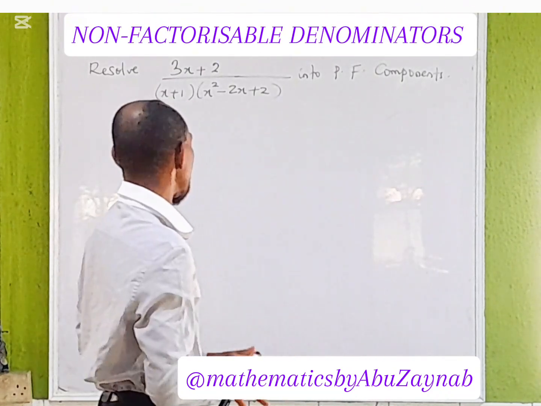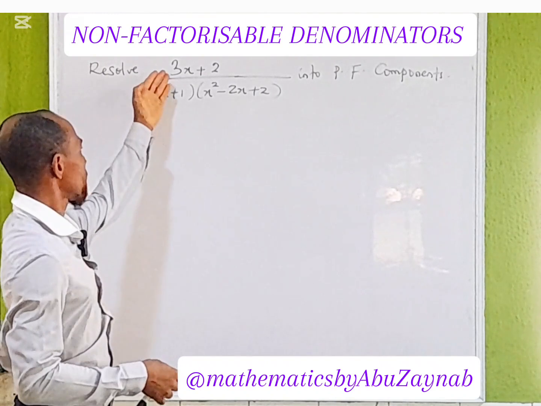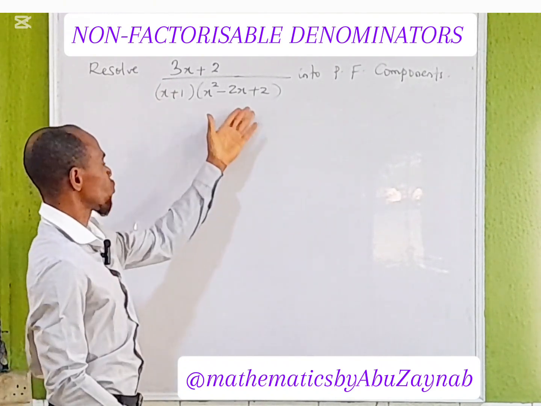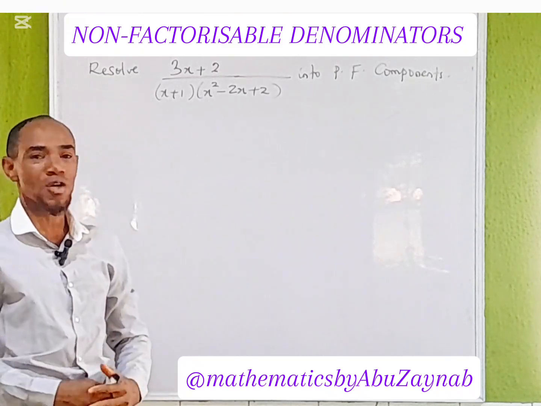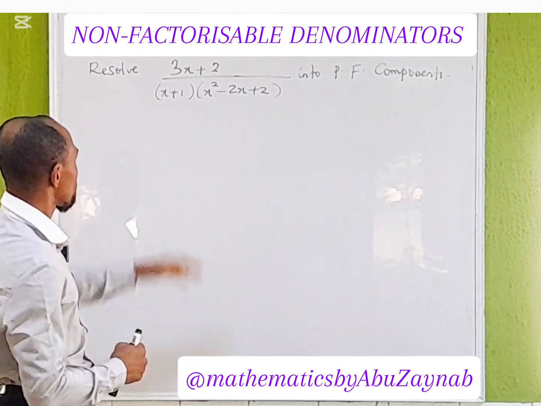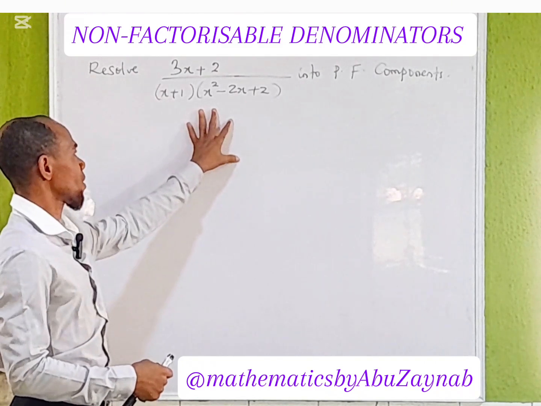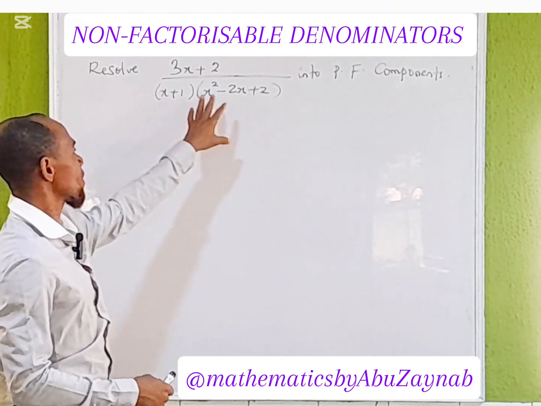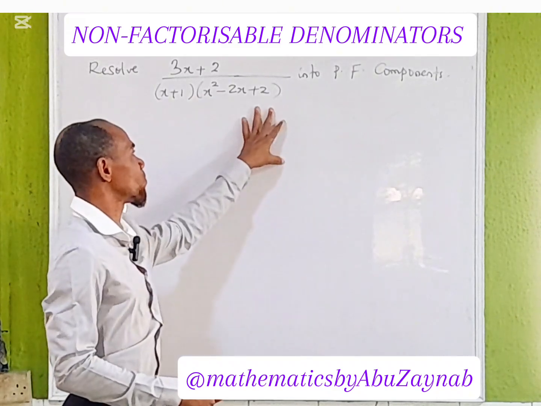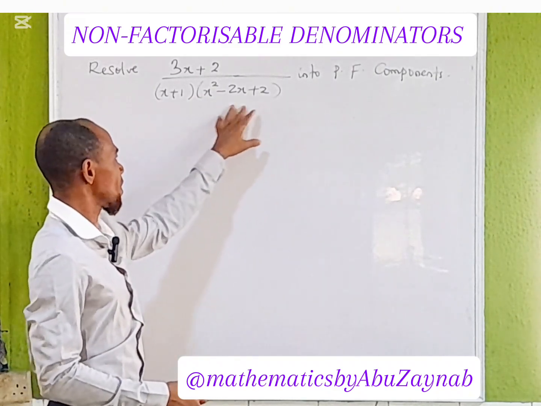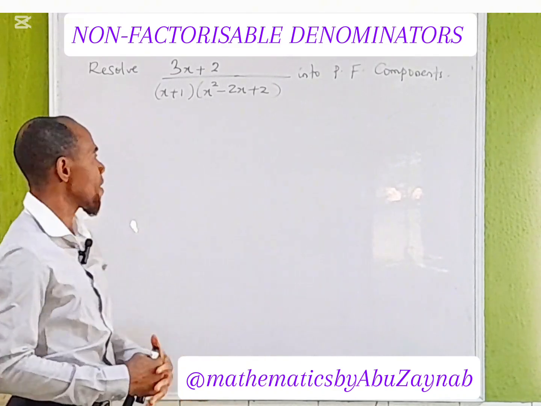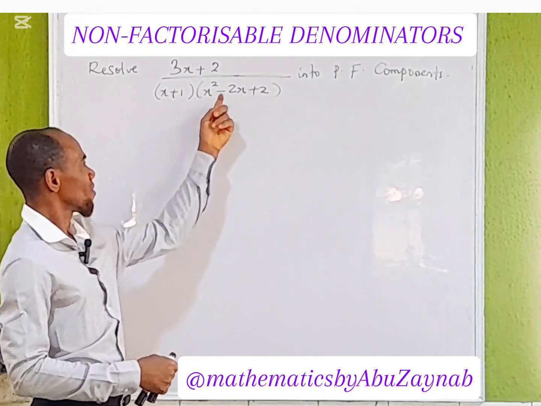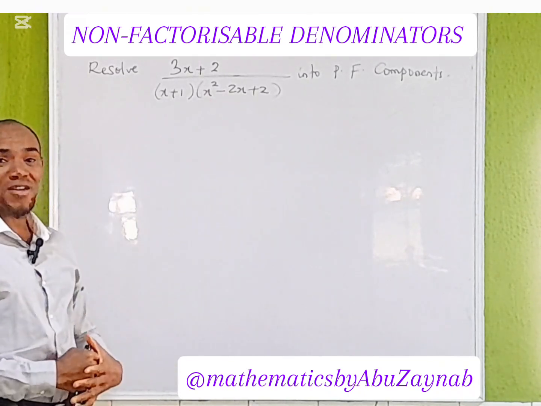So on the board we have: resolve (3x + 2) over (x + 1)(x squared minus 2x plus 2) into partial fraction components. We have two factors here: a distinct factor x plus 1 and another factor x squared minus 2x plus 2. Now this factor is a quadratic expression. However, on a closer look, we see that this particular expression cannot be factorized.